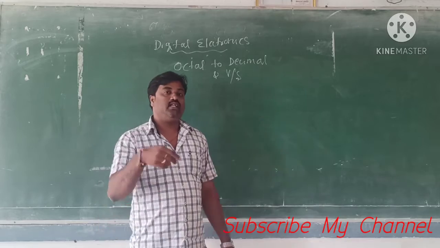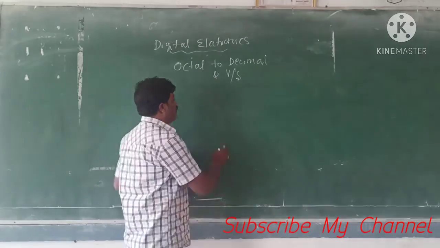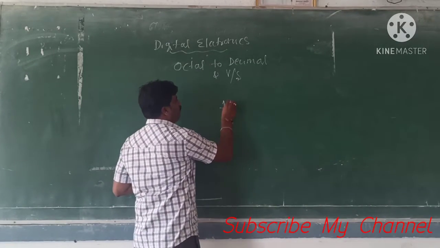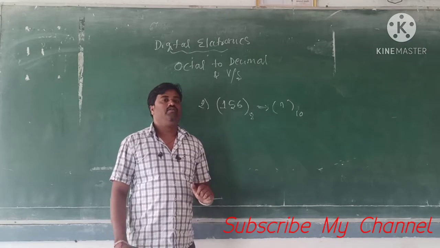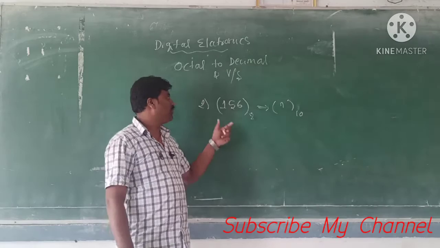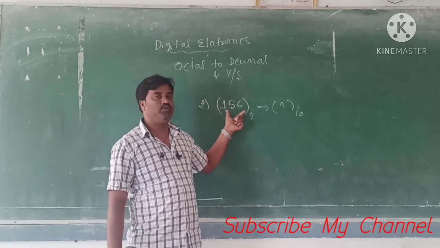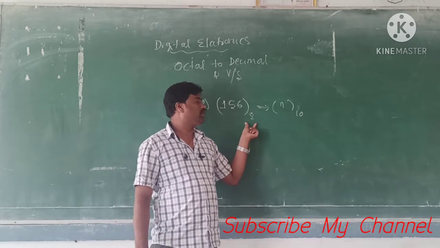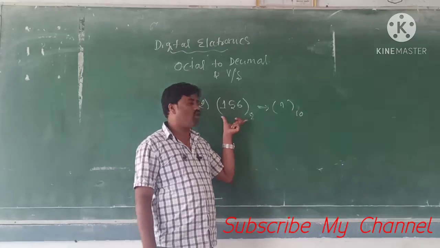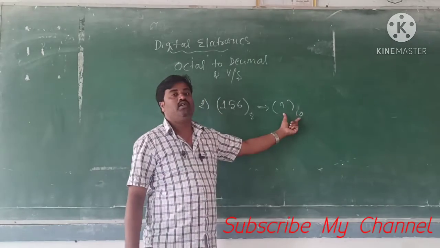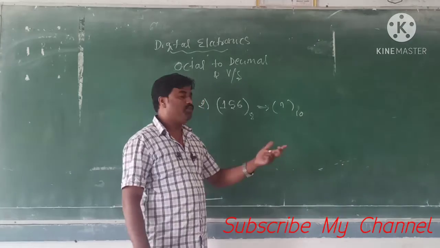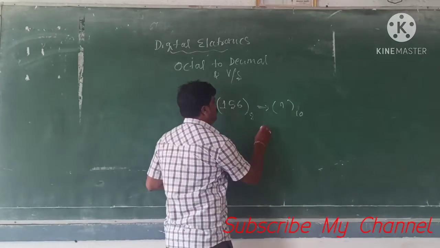We'll see another example, that is 156. The base or radix value is 8. This is the octal number system. We have to convert it into decimal number system. Again the procedure is the same.